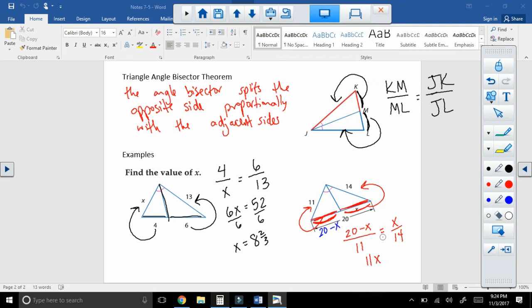So 11x equals, when I distribute here, that's going to be 280 minus 14x. I can add 14x to each side. So 25x is equal to 280, or x equals 11.2.